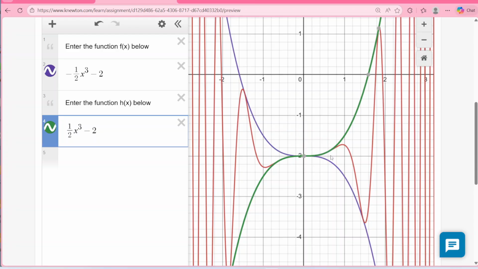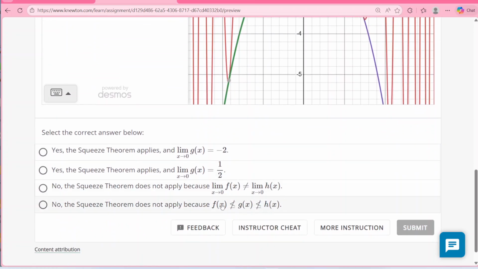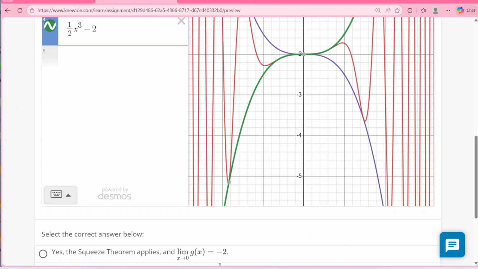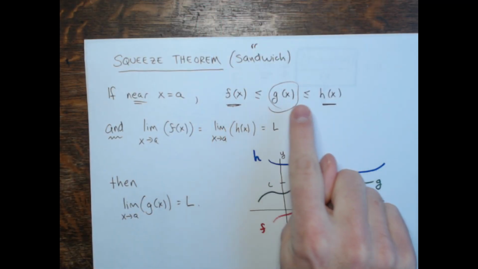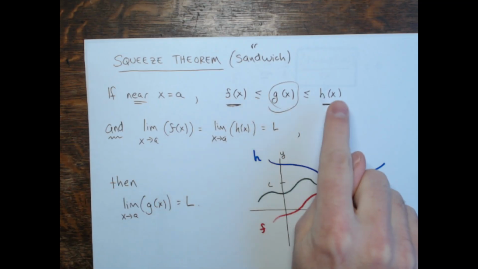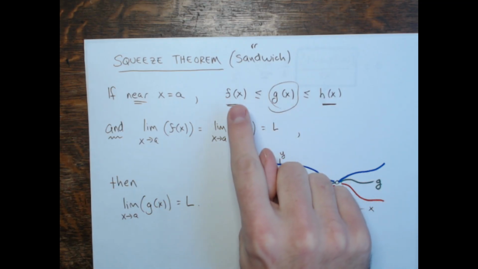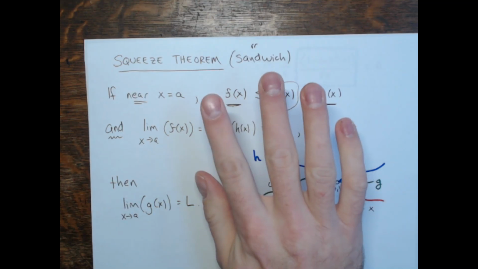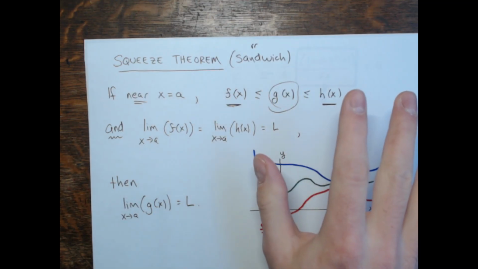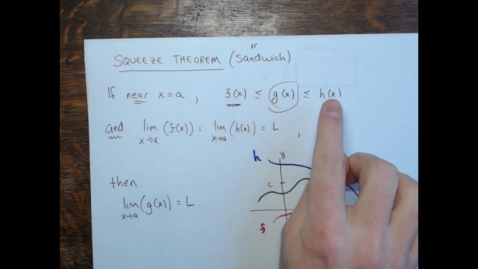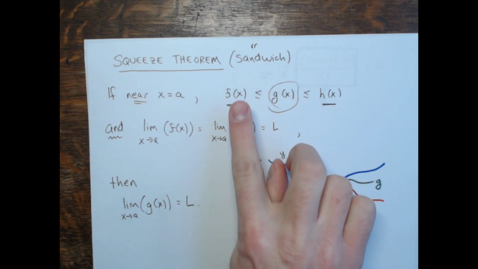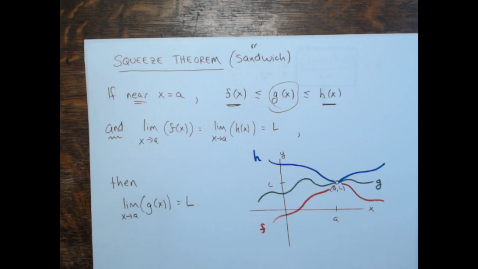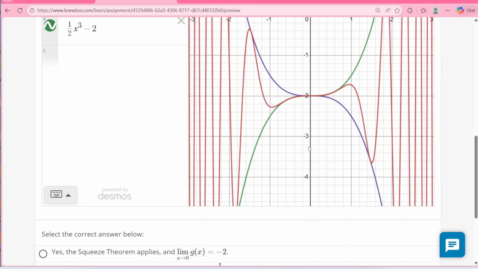Now look, the red graph is between them, but this inequality is not satisfied, right? So this thing I overlooked earlier, in the one I got wrong earlier. This has to be happening in order for the squeeze theorem to technically apply. So these three functions they're talking about, these two outer ones, one is never higher than the other one near x equals a. So here it's near x equals 0.